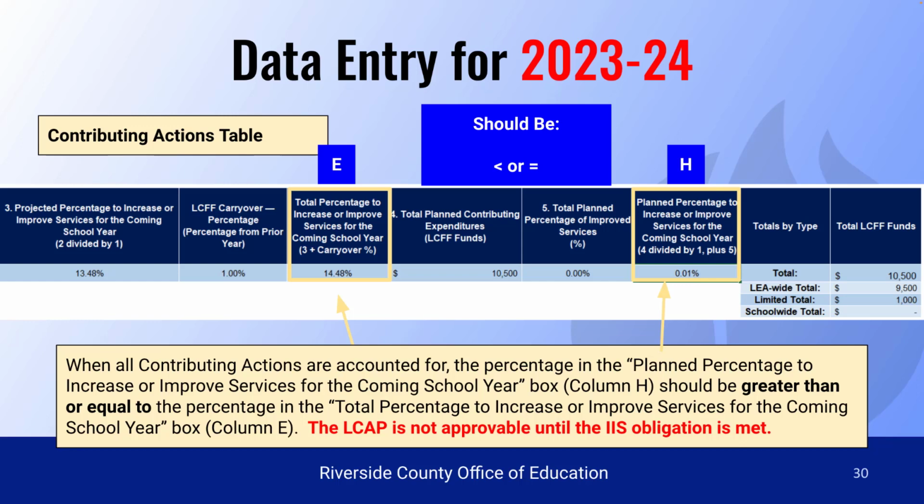Now, in order for your LCAP to be approvable, the percentage amount in column H must be equal to or larger than the percentage amount in column E. If column H is less than column E, that means your LCAP does not meet the requirements for increasing or improving services by the statutory amount. You would need to either add actions or add additional LCFF funds to your current actions to meet that requirement.